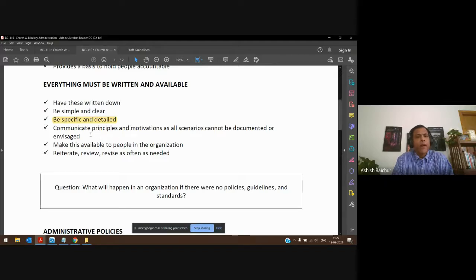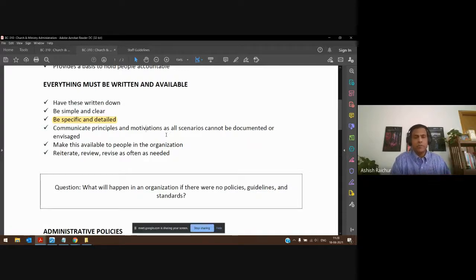And communicate principles and motivations rather than the methods. See, if you teach people the principle, then some scenario or situation may happen. If they understand the principle, they'll be able to apply the principle to the scenario, to the situation. So the goal is, this is the principle. What is our principle?